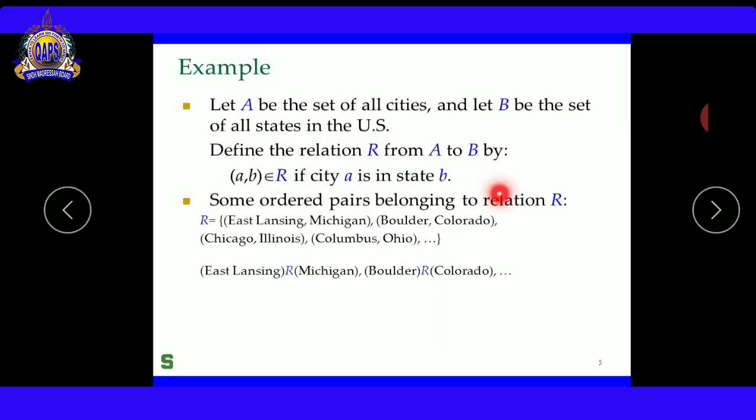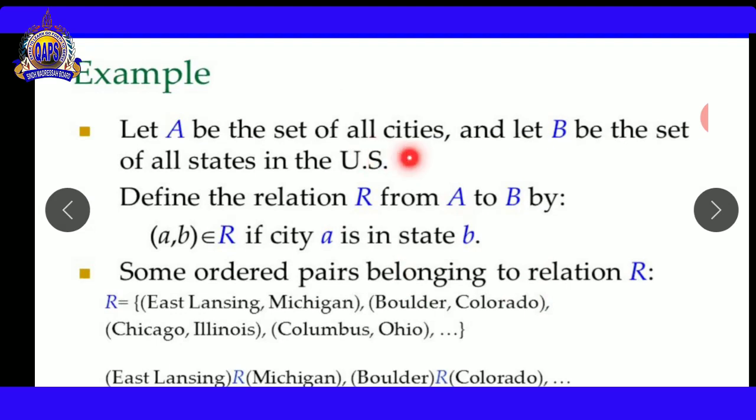Now let's see an example. Let A be the set of all cities. Let any country contain all cities. Just as in Pakistan, there are many cities. Number one is Karachi, Hyderabad, you can say Sukkur, Larkana, Lahore, Islamabad. Many cities are included in one country. So A represents the set of cities, and let set B be the set of all states in the US. Define the relation R from set A to set B by A comma B belongs to R if city A is in state B. If city A is in state B, the ordered pair belongs to relation R.